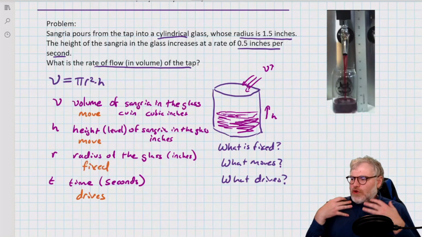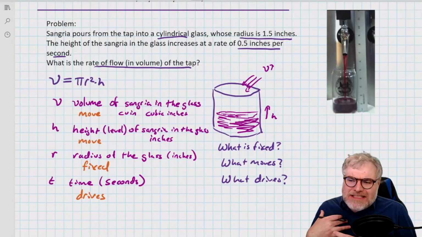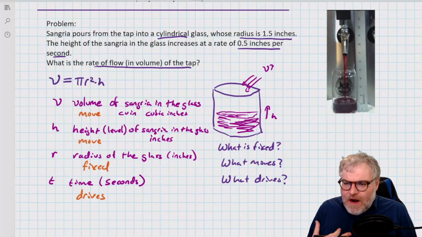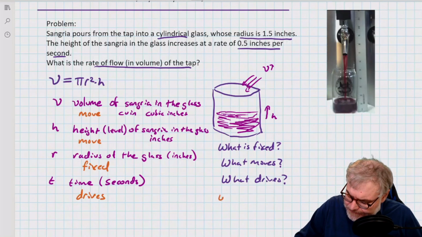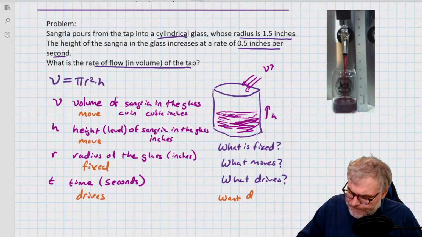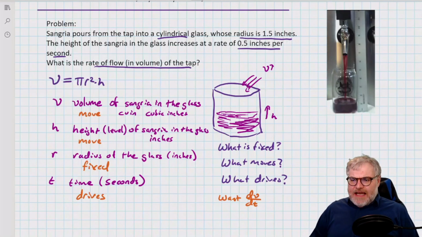Now, what I'm looking at is a dynamic system. And what I want to do is say something about that dynamic system. In fact, what is the thing I want? I want here the rate of flow. So what I want is dV over dt. I want to know the change in the volume with respect to time.